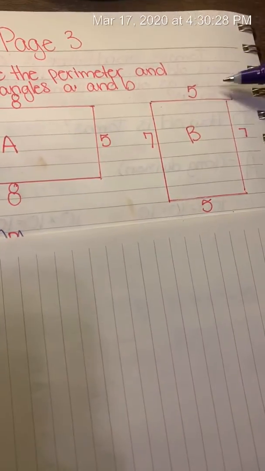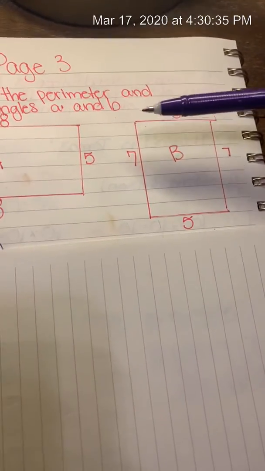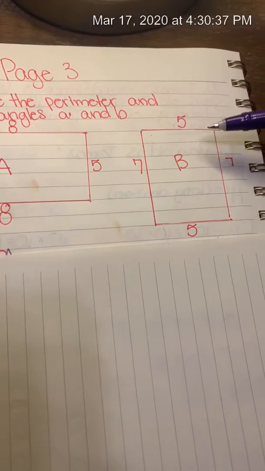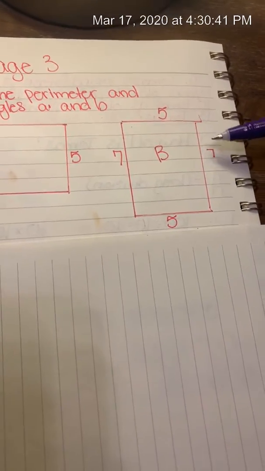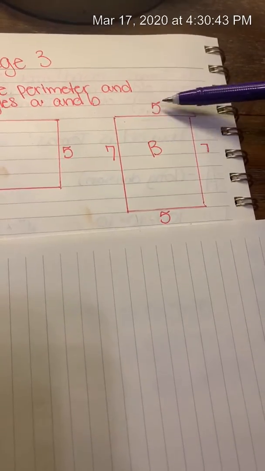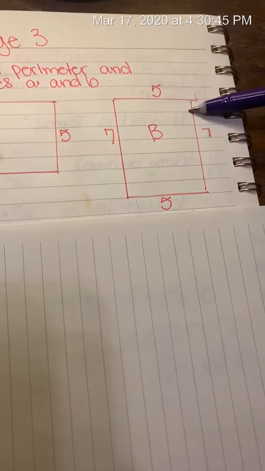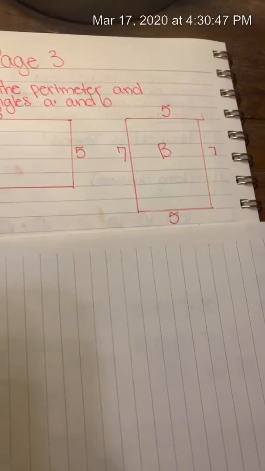So let's go to rectangle B. I counted 5 squares on the top of rectangle B, and then I counted 7 squares on this side of rectangle B. So that tells me that there's 5 across, and then there's 7 down.